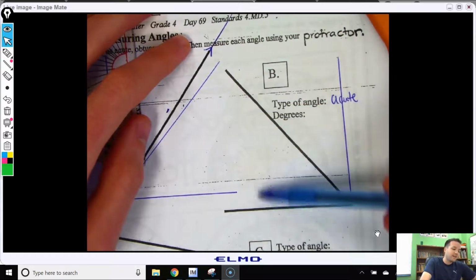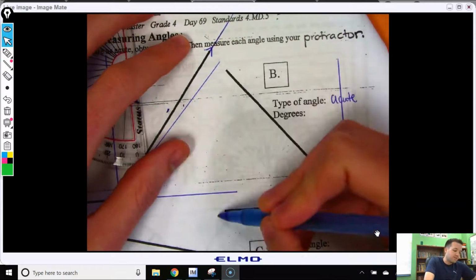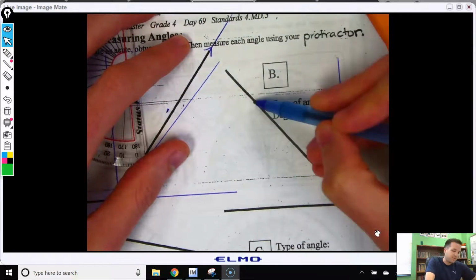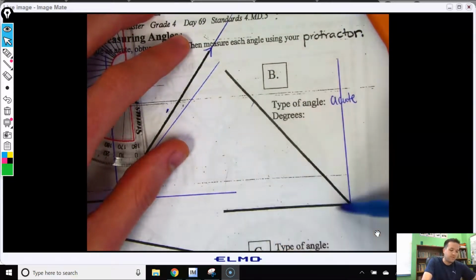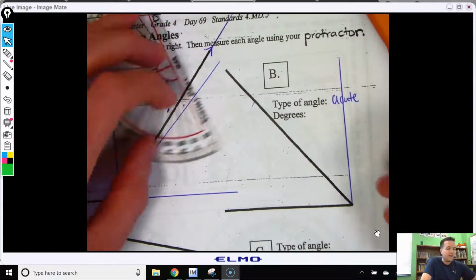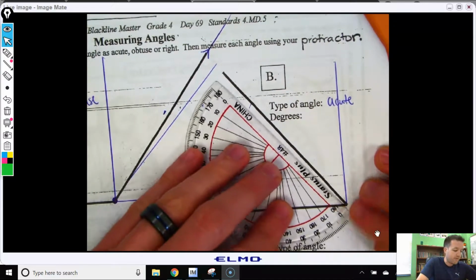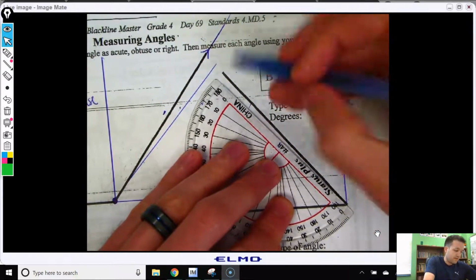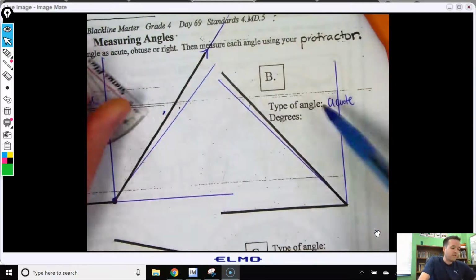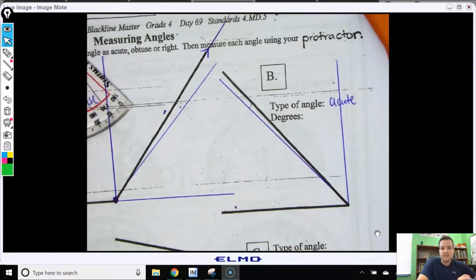I can see that it's in between the 0, here's 90, right? If this ray was on top of this one, this would be the 0 degree mark, this would be the 90 degree mark. I already know that the halfway point between 0 and 90 is about 45. It looks to me like it's a little bit larger than 45. So I'm going to make a guess and say, well, maybe like 50 degrees, right?